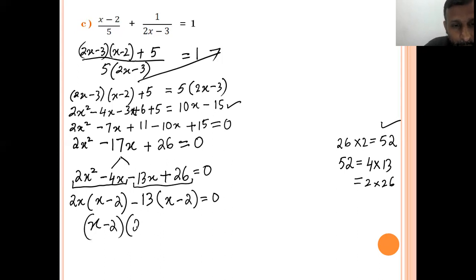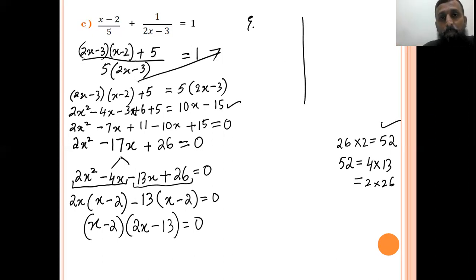So I have x minus 2, 2x minus 13 equals 0. So finally I found two factors. I need to make two columns to find two answers, either or. Either the first factor x minus 2 is 0 and I found that x equals to 2. This is the first answer, dear students.